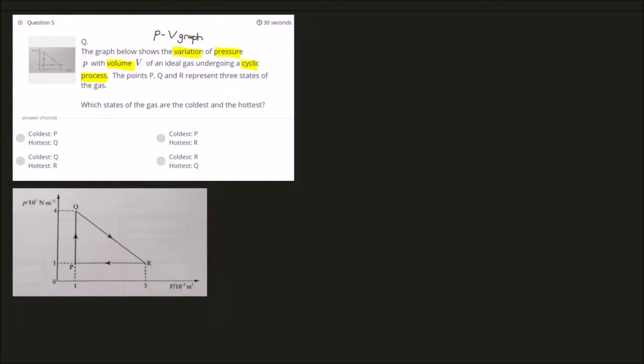Every dot we put on the PV graph represents a state. So to be more specific here, they are interested in this P, Q and R state. Which states of the gas are the coldest and the hottest? Let's do a bit of writing, probably that will help. Coldest. What does coldest mean? Coldest means that it should have the lowest temperature. Among P, Q, R, you should find the one with the lowest temperature.